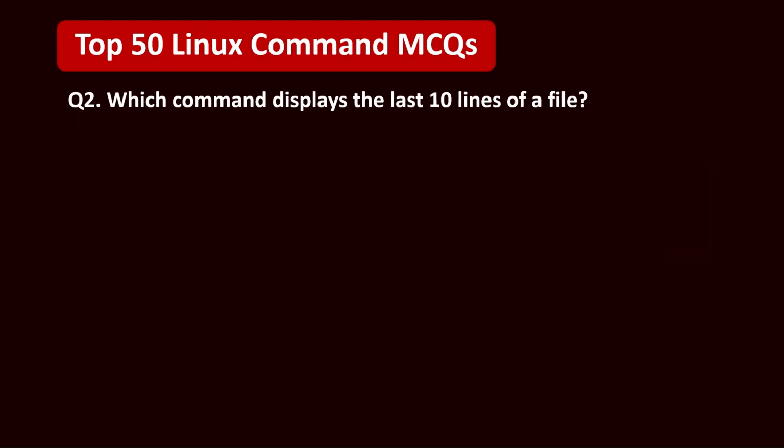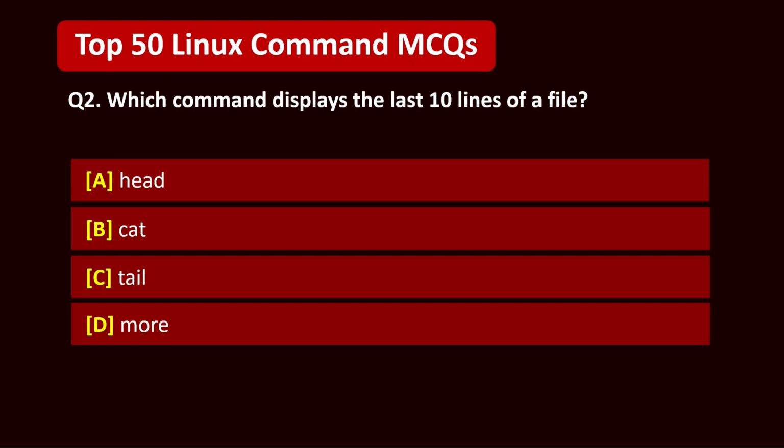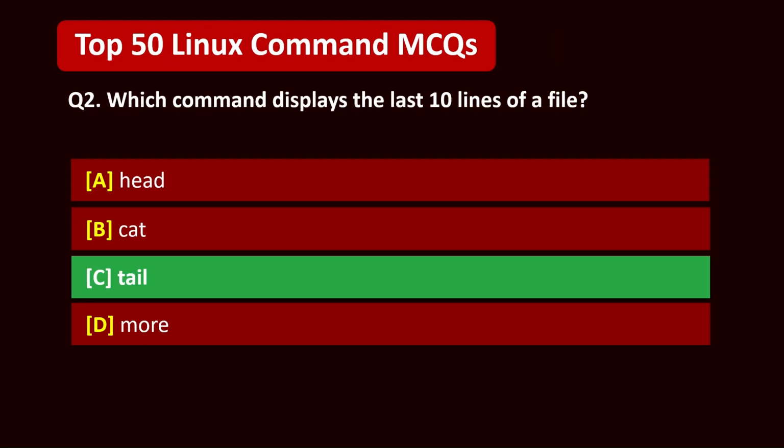Question 2. Which command displays the last 10 lines of a file? A. head, B. cat, C. tail, D. more. 5, 4, 3, 2, 1. Correct answer is C. tail.